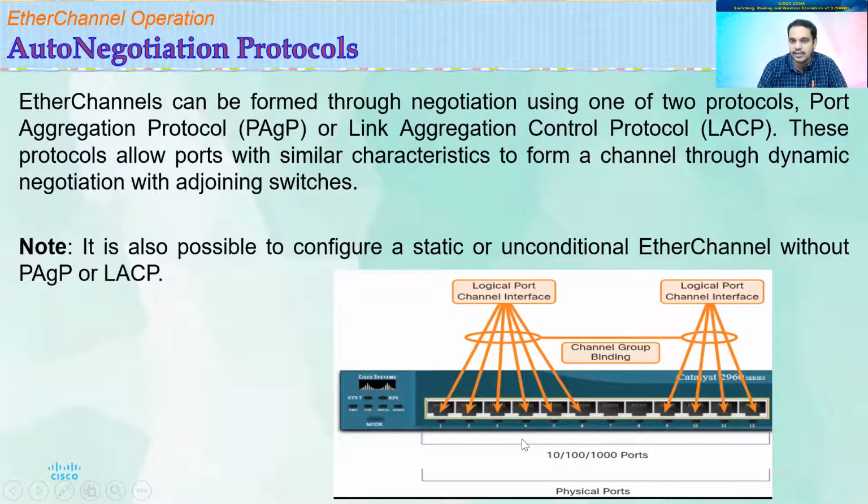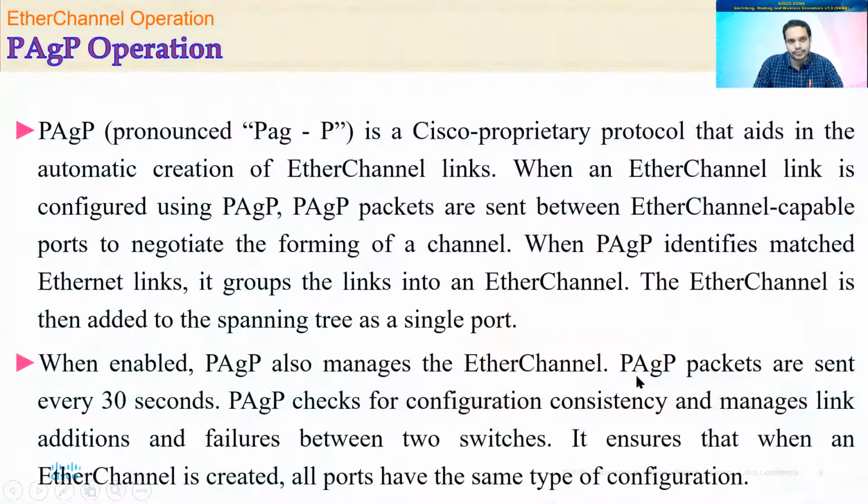While applying these things, you also need to make sure that all of these belong to the same category. All should be either Fast Ethernet ports or Gigabit Ethernet ports. You cannot have one Fast Ethernet and one Gigabit Ethernet combined together to form one Ethernet interface. You can't do that. You can put these ports and those ports into one channel group only. We'll talk about it. So let us first look at the first protocol, PAgP operation.